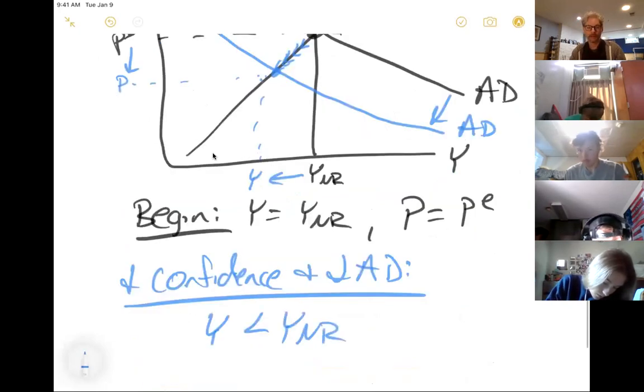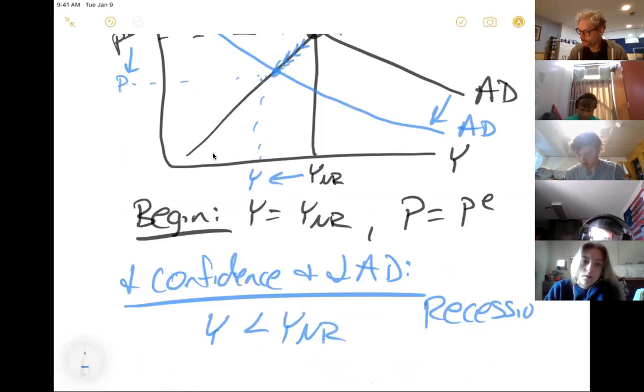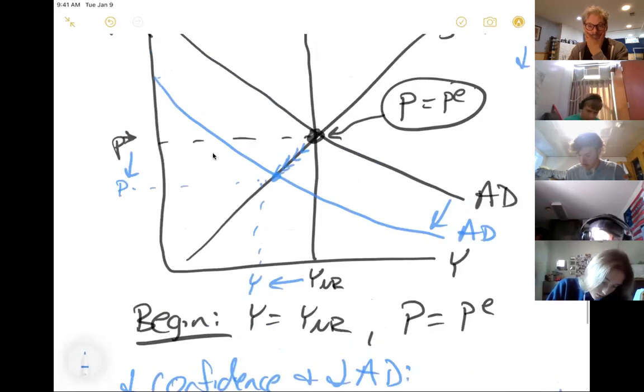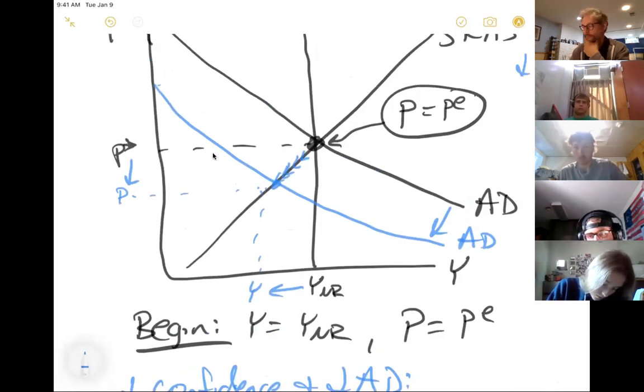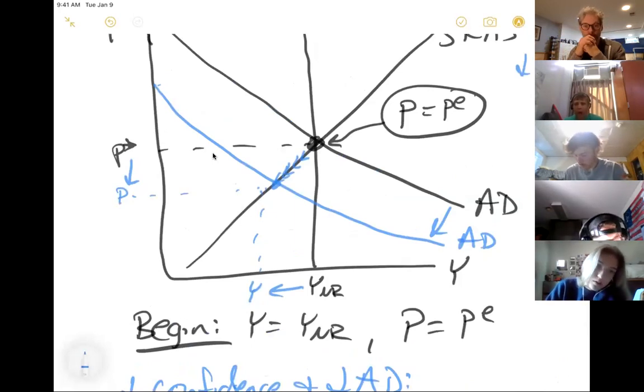Notice, as I said a second ago, output is below the natural rate. We are in a recession. Output's fallen. And so Keynes thought that this was a very typical way that recessions happen. They're caused by loss of confidence, psychology, the booms and busts of the market.